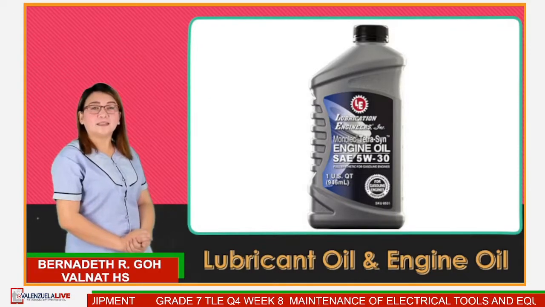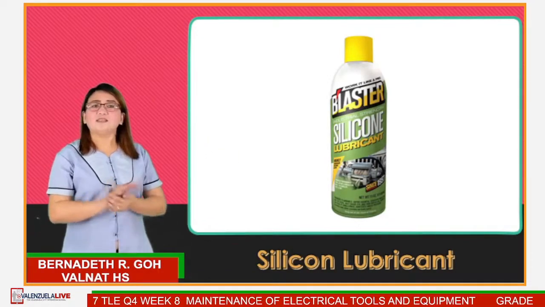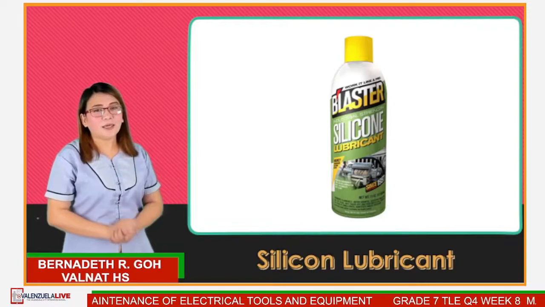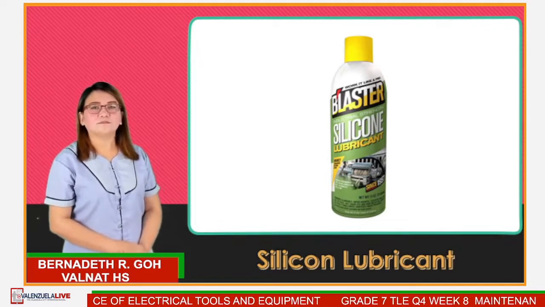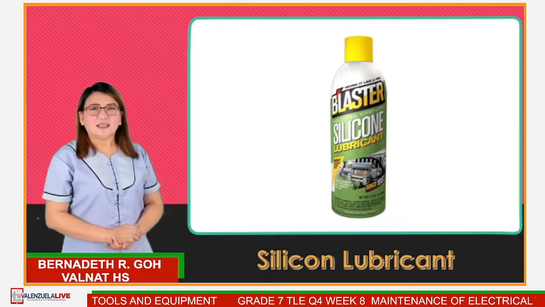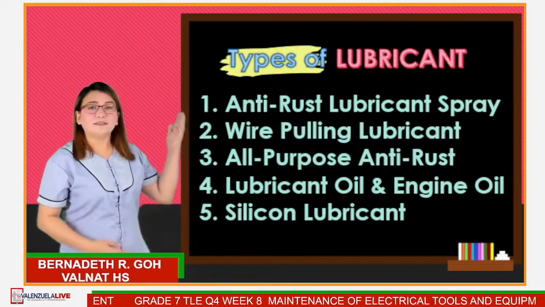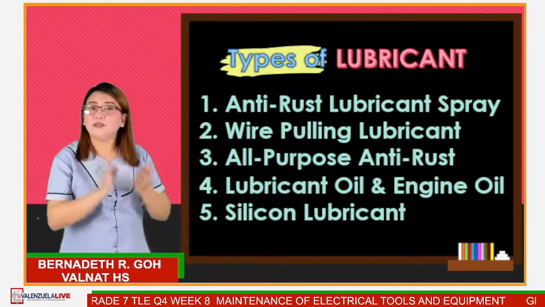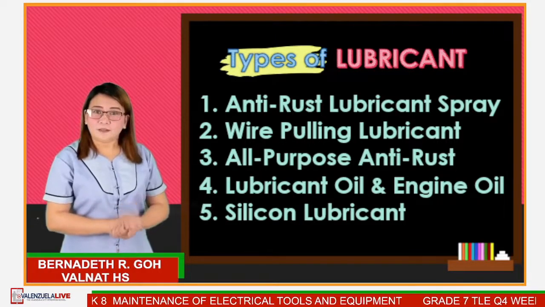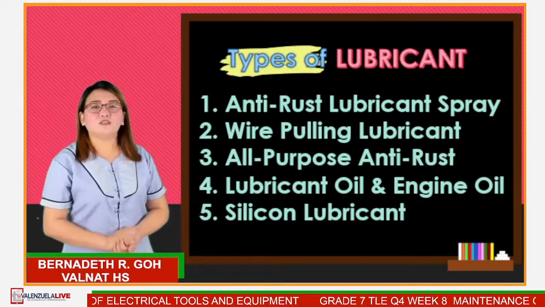Another type of lubricant is silicone lubricant. Silicone lubricant is used to stabilize heat, to lubricate, to protect, and to help in reducing friction. Again, the different types of lubricants according to their uses are anti-rust lubricant spray, wire pulling lubricant, we have also the all-purpose anti-rust, another lubricant oil or the engine oil, and we also have the silicone lubricant.